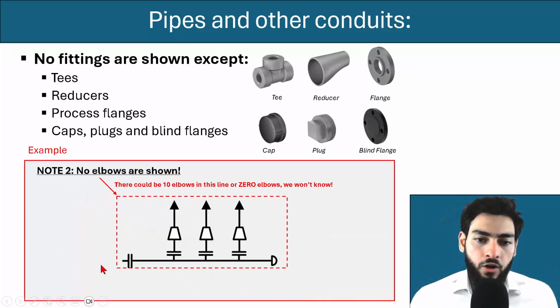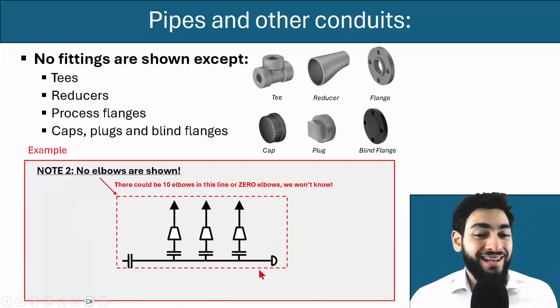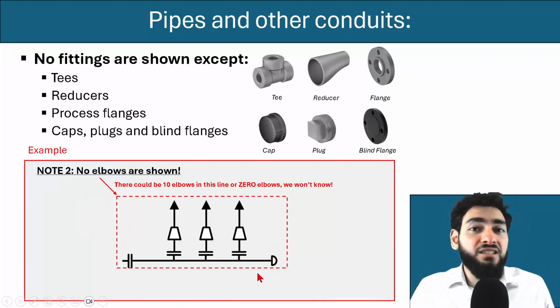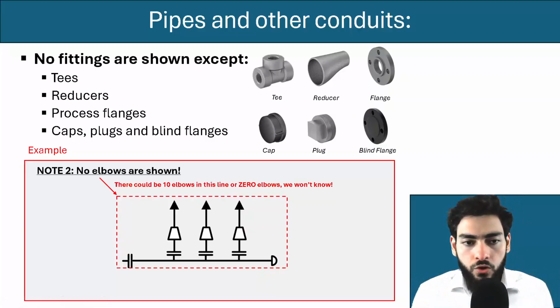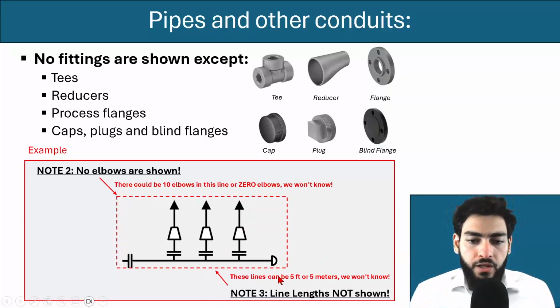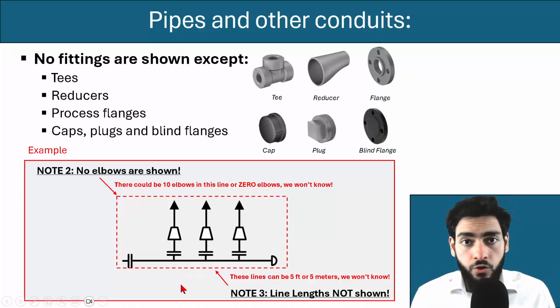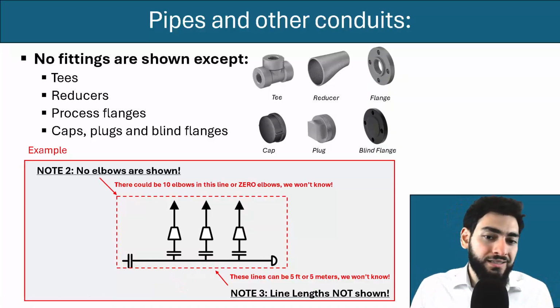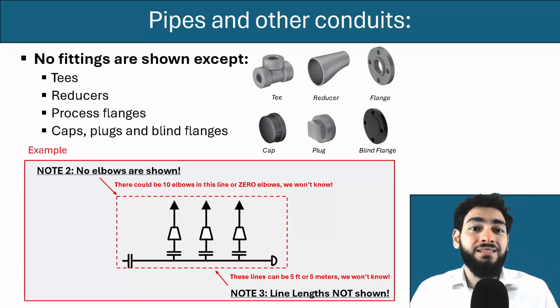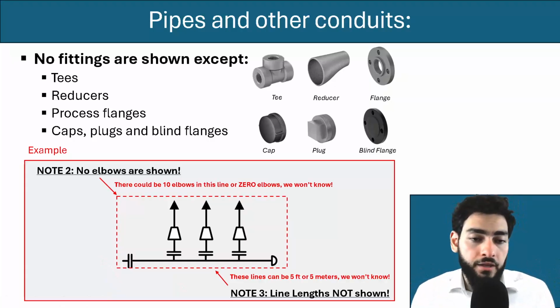Now, note that on this P&ID, there could be 10 elbows in this line, or there could be 0 elbows. We just don't know. Also, this line could be 5 feet or it could be 15 feet. We also don't know. So it is important to note that we don't know what other fittings exist, and we also don't know the lengths of these lines. How long are they? We just don't know.